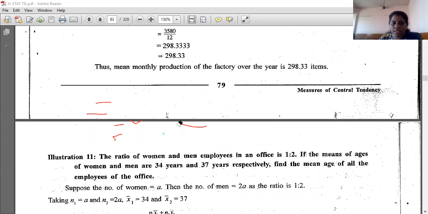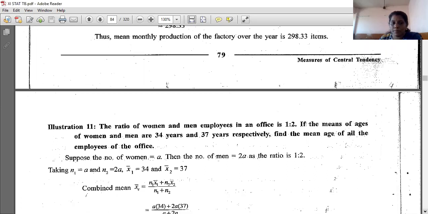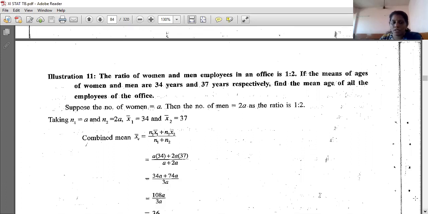See, the question is: the ratio of women and men employees in an office is 1:2. If the mean ages of the women and the men are 34 years and 37 years, find the mean age of all the employees of the office. So this is the question.